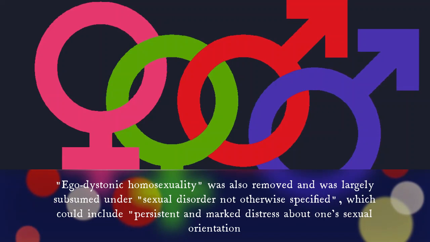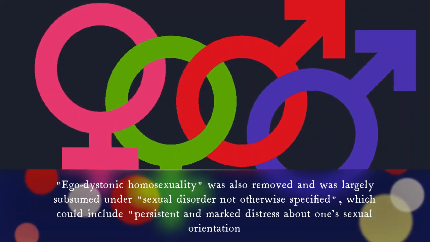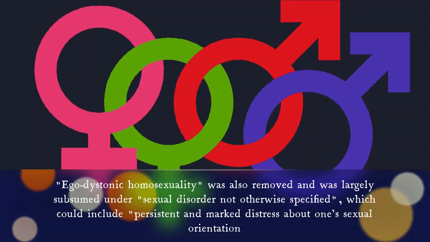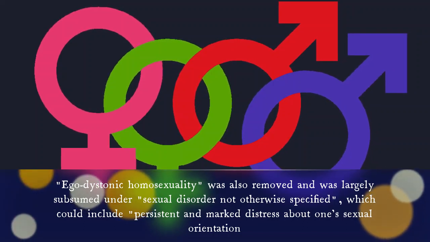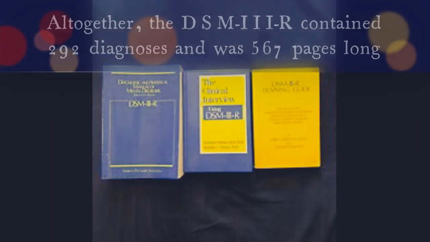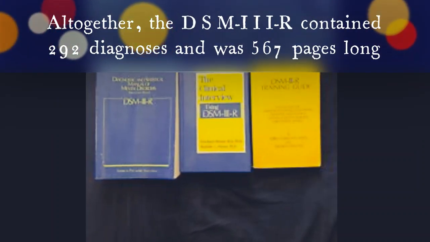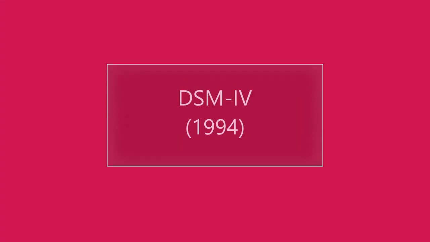Ego-dystonic homosexuality was also removed and was largely subsumed under sexual disorder not otherwise specified, which could include persistent and marked distress about one's sexual orientation. Altogether, the DSM-III-R contained 292 diagnoses and was 567 pages long.